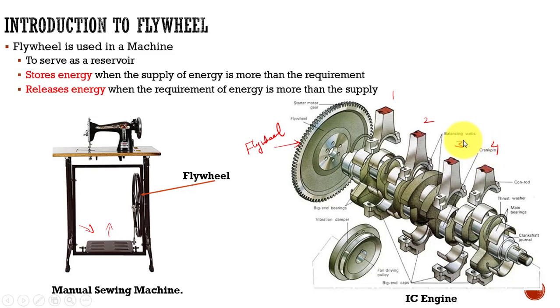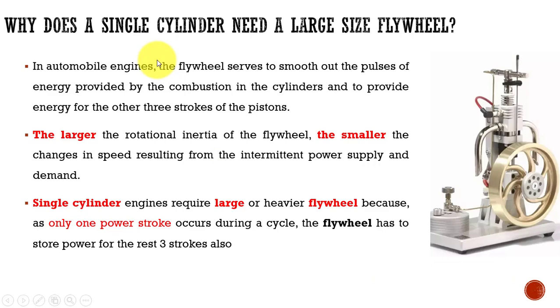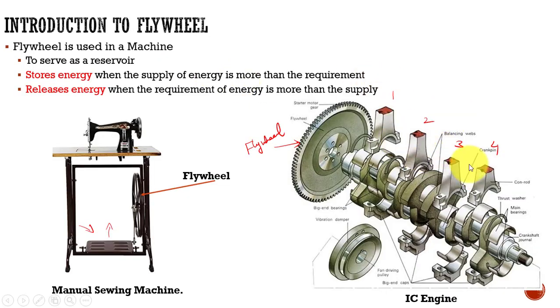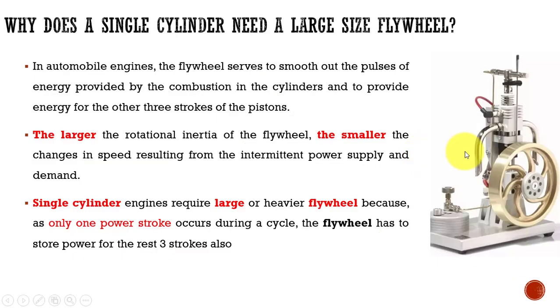Second, it is the most important question that everyone will ask: why does a single cylinder engine need a larger size flywheel? The one you see here is a multi-cylinder engine, but here you see a single cylinder engine. Generally in automobiles, the flywheel serves to smooth out the pulses of energy provided by the combustion in the cylinders. During the power stroke you get energy, and that energy has to be smoothed out throughout the entire cycle. During a cycle there are other three strokes also, so it has to give up that energy to the remaining three strokes.